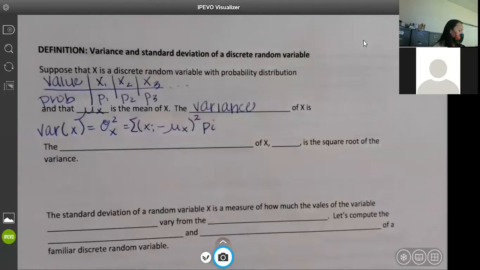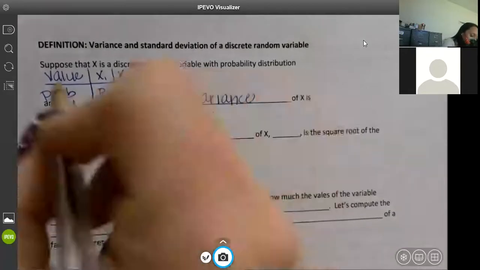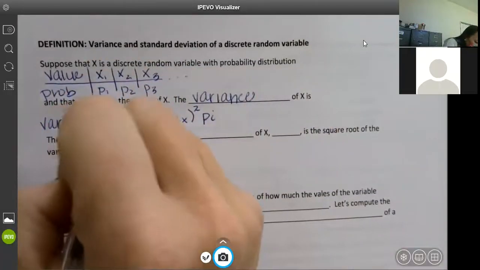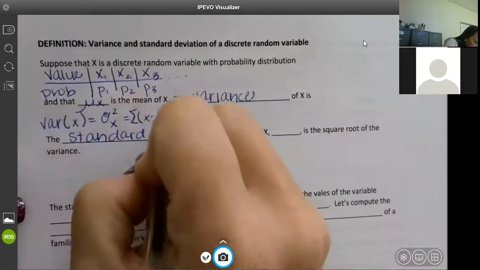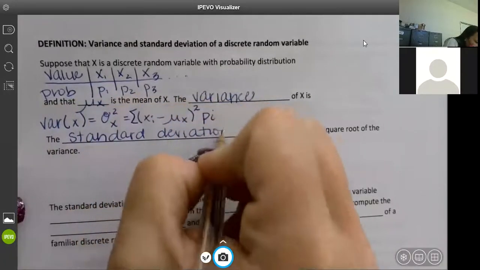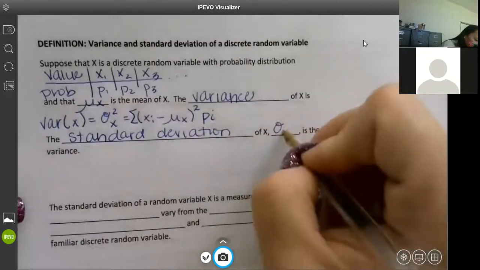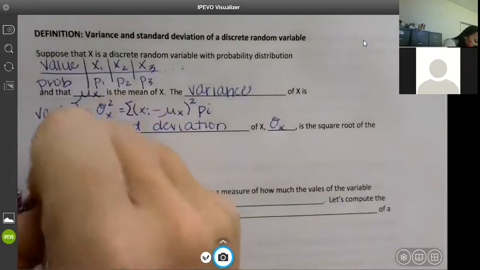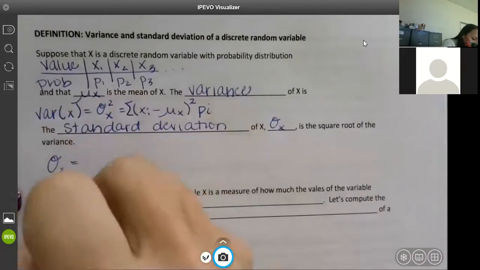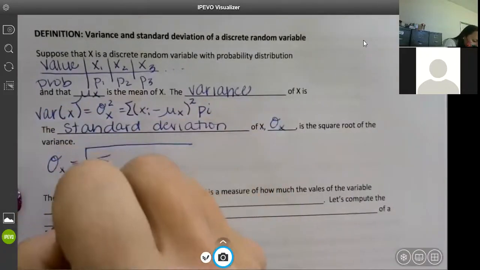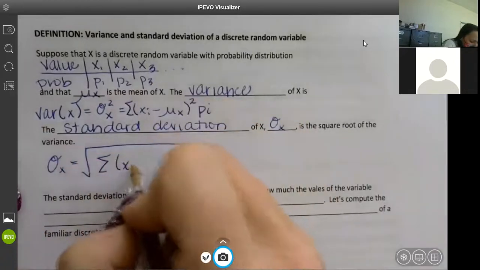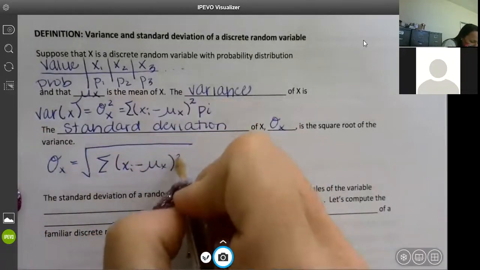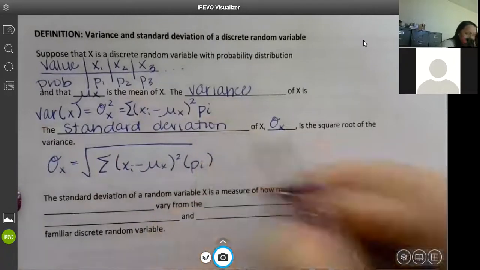And we're going to do an example. I'm not going to write it all the way out towards the bottom of this paper, but I'll show you how to put it into that formula. Then to find the standard deviation of x, which looks like this, it's the square root of the variance. So the standard deviation of x is the square root of the sum of the observation minus the mean squared times the probability.